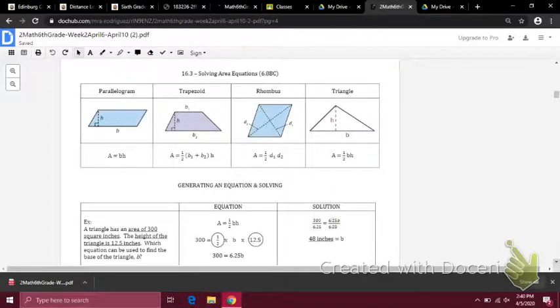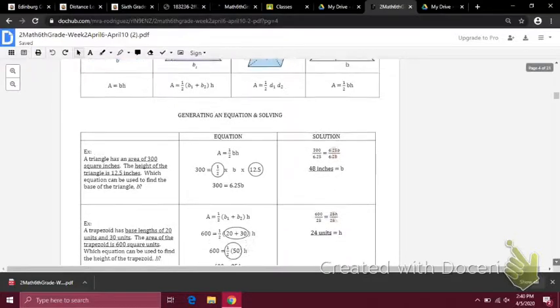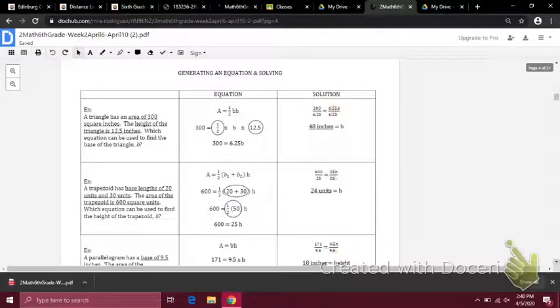Okay. All right, so what's going to be different this week is that last week they gave you the base and the height. You had to figure out the area. This week they're giving you the area and you have to figure out one of the sides, either the base or the height, one of the variables.